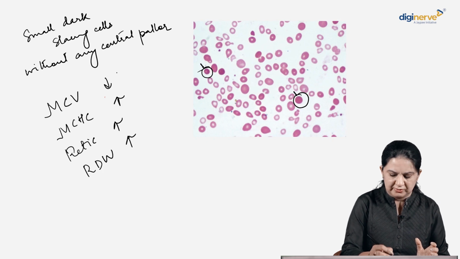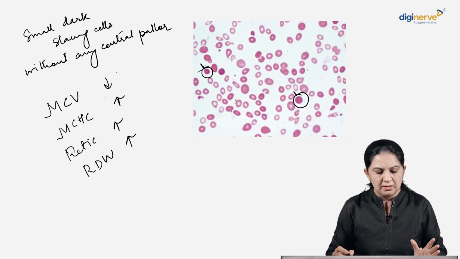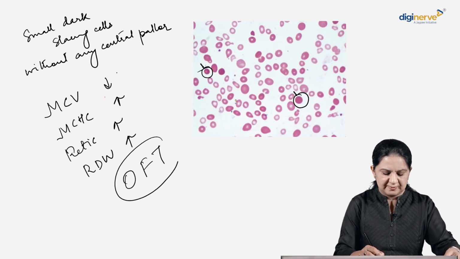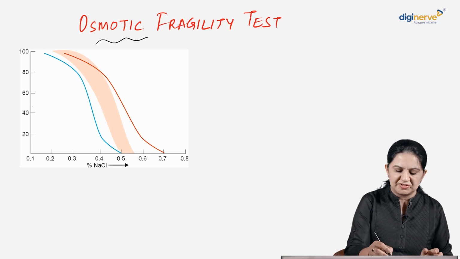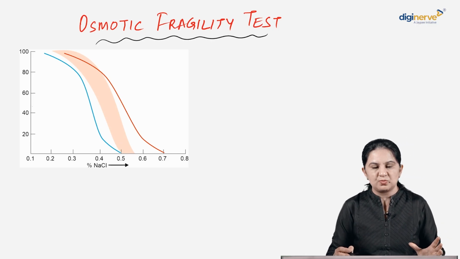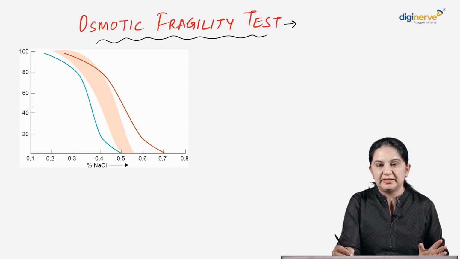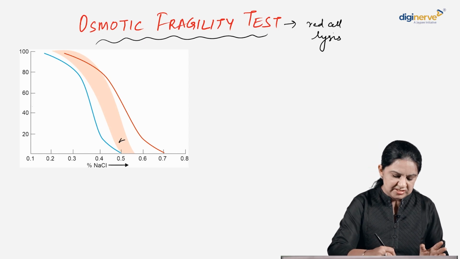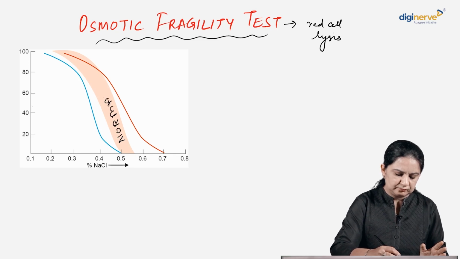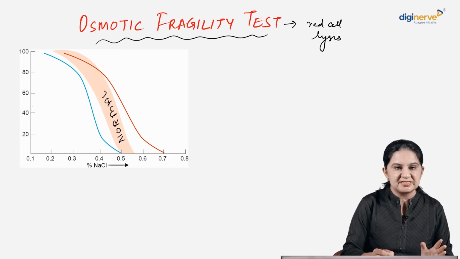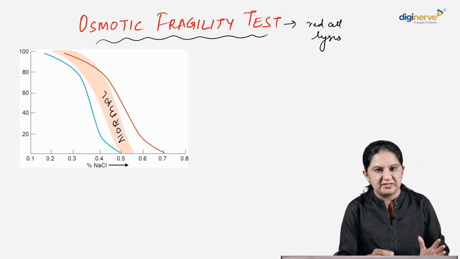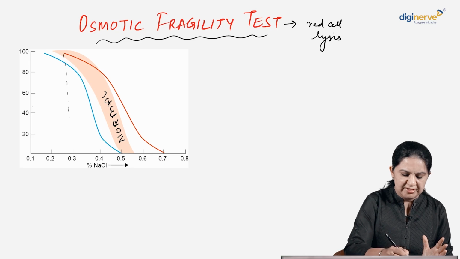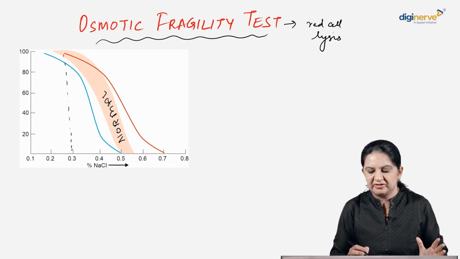RDW will be increased. The most important test in hereditary spherocytosis is the osmotic fragility test. Alright, osmotic fragility test. Please remember the osmotic fragility test basically determines the red cell lysis. If this is a normal graph, normally the red cell lysis starts at 0.5% in a salt solution and it is complete by around 0.3%. What happens in hereditary spherocytosis?